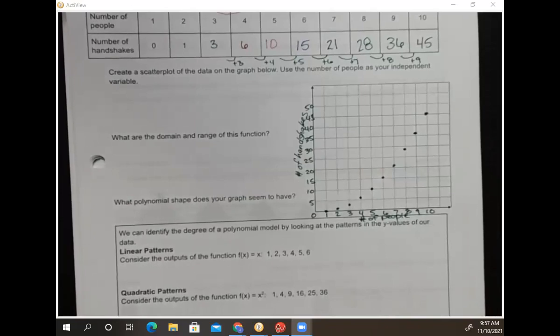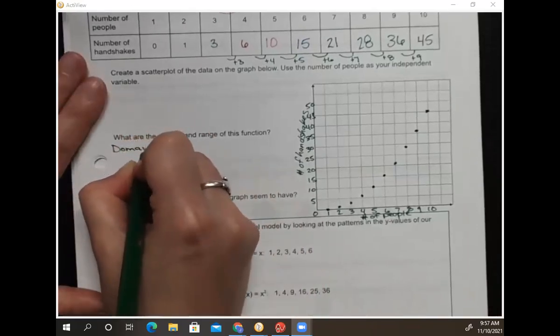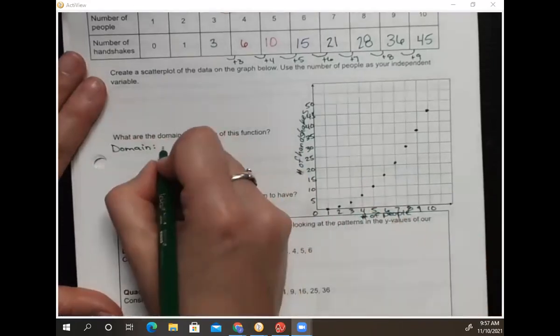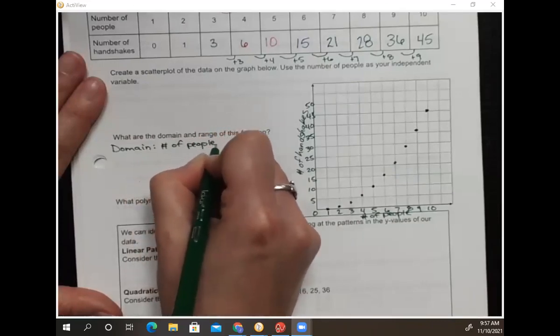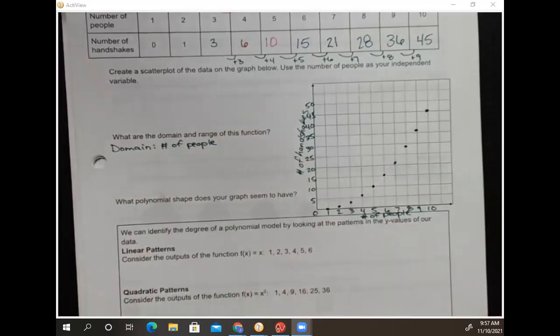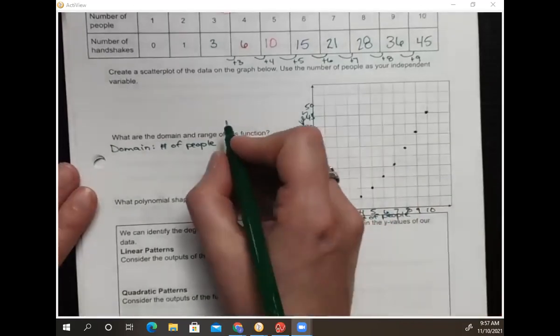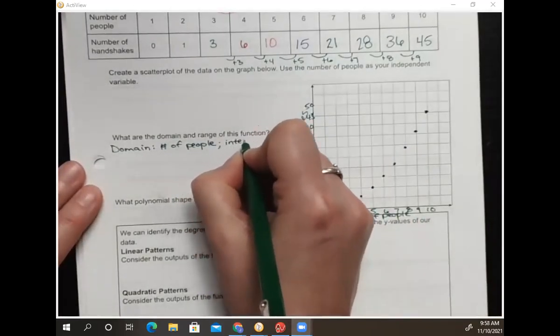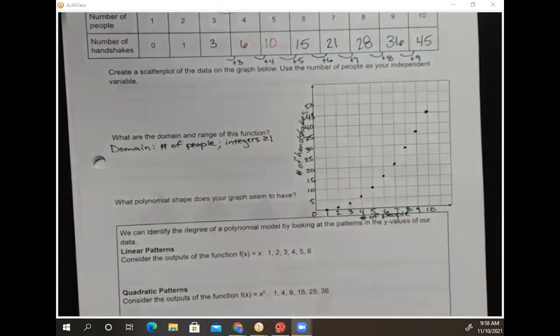Just as a refresher, I want to talk about domain and range. So domain, for this problem, those input values would be our number of people. What needs to be true about our domain values? What kind of numbers can I have? Are there some rules I need to follow when I talk about number of people? Can I have negatives? No, does it make sense to talk about negative number of people? How about decimals or irrational numbers? Probably not, no. So we're gonna want these all to be integers greater than or equal to one. We started at one person in a room, so we'll do greater than or equal to one.